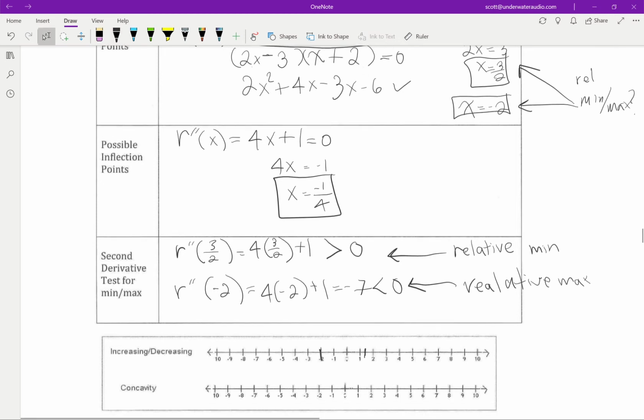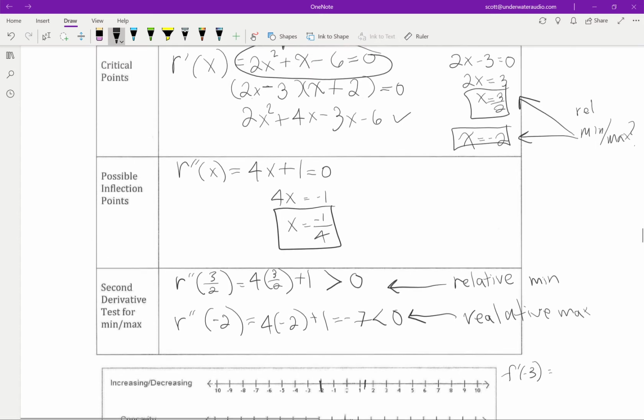So I should check, let's try f prime of -3. And I'm plugging that into the derivative to see if it's increasing or decreasing. So -3 squared is 9, times 2 is 18. Then, let's see, 18 minus 3 minus 6. I think that's still going to be positive. 18 minus 3 is 15, minus another 6 is 9, which is positive. So that tells me it's increasing over here.